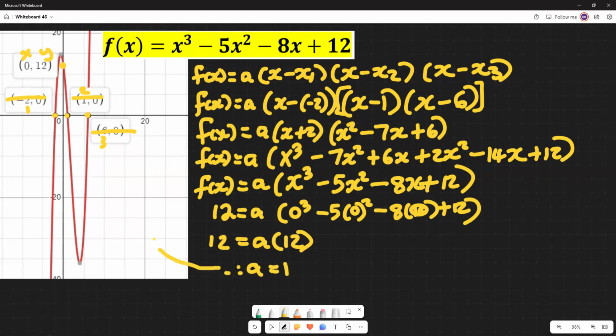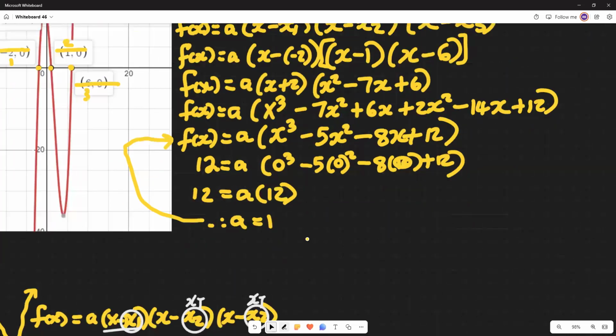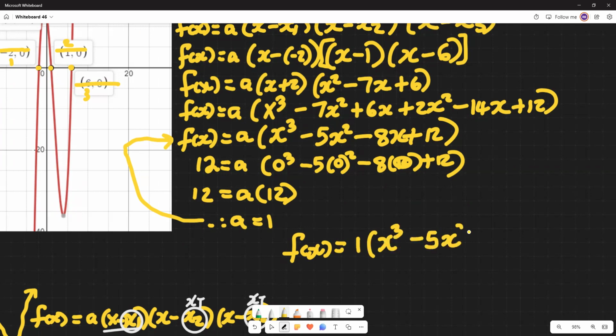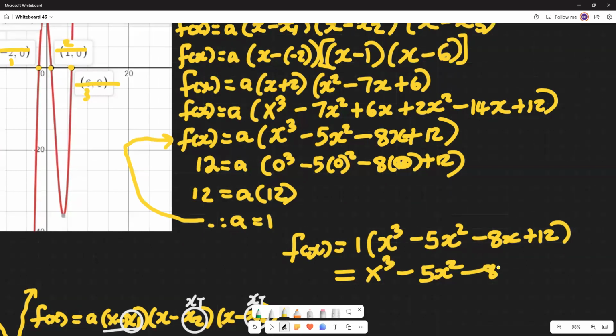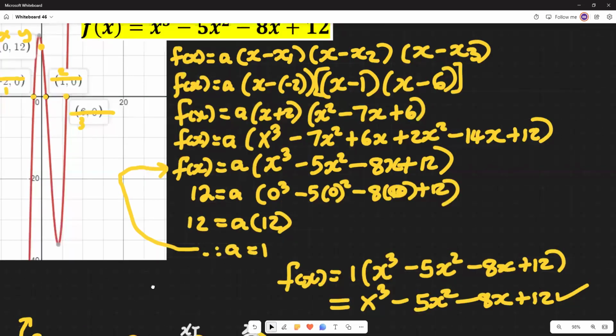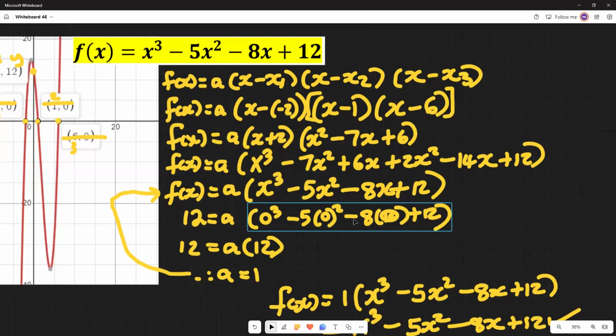And then always after you get a, you take it to this step here, where you just simplify it in the brackets. And then let's see, we have f of x. You put a there, which is 1, times x cubed minus 5x squared minus 8x plus 12. Then when you multiply everything by 1, it doesn't change. So that is our function, and we have shown that it's indeed equal to x cubed minus 5x squared minus 8x plus 12.